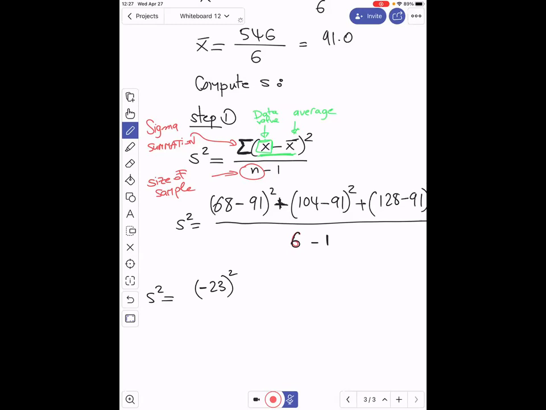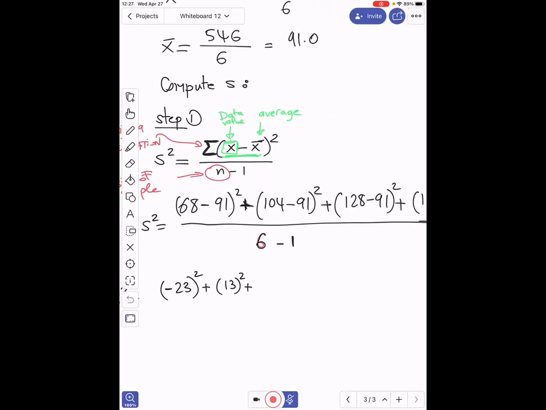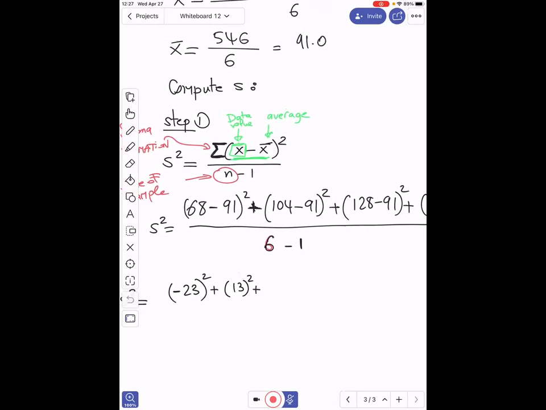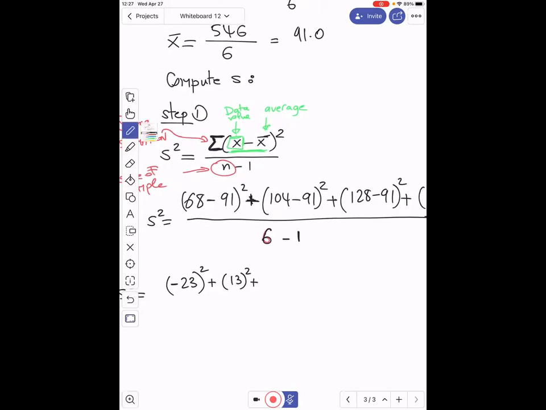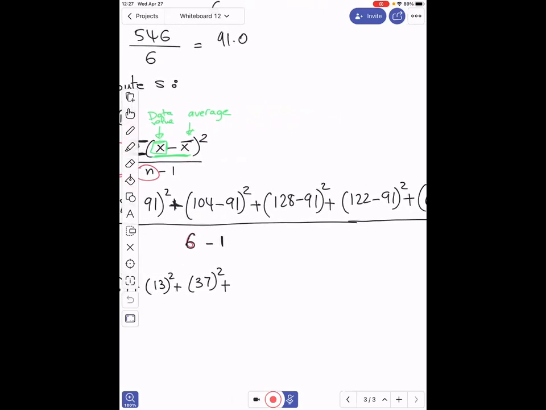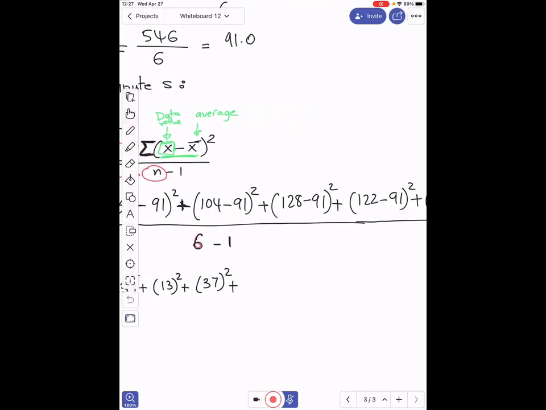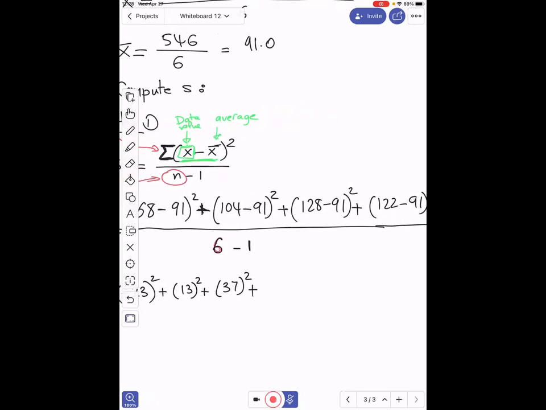Plus 104 minus 91, so that will be equal to 13. So it's 13, and then there is a square. Plus 128 minus 91, so that will be 37, I think, right? 37. And then there is a square. Plus, next, 122 minus 91. So that will be, I think, 31, the difference, right?